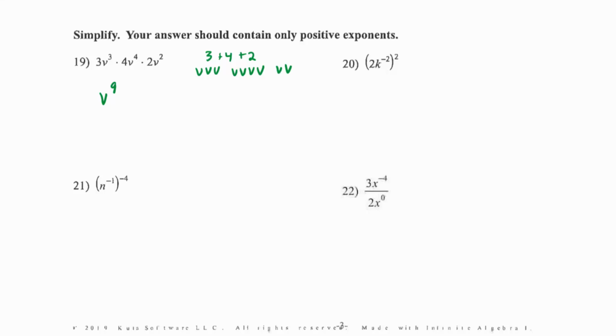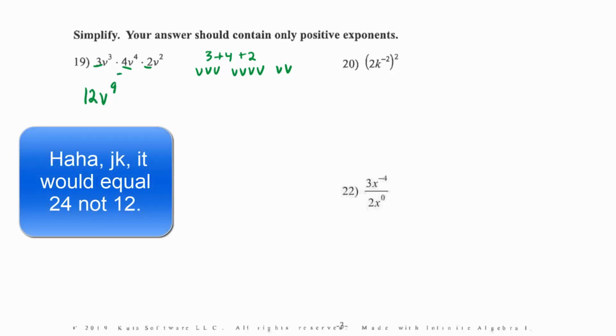Or you can remember the rule, which is that when you're multiplying two things together, their exponents add. The numbers in front here, 3, 4, and 2, are normal numbers that we're multiplying together. So we need to say, what's 3 times 4 times 2, which would equal 12. So our best answer here is 12v to the 9th.